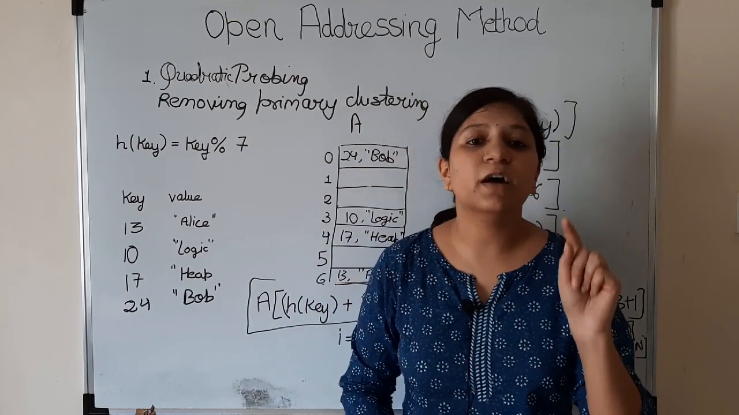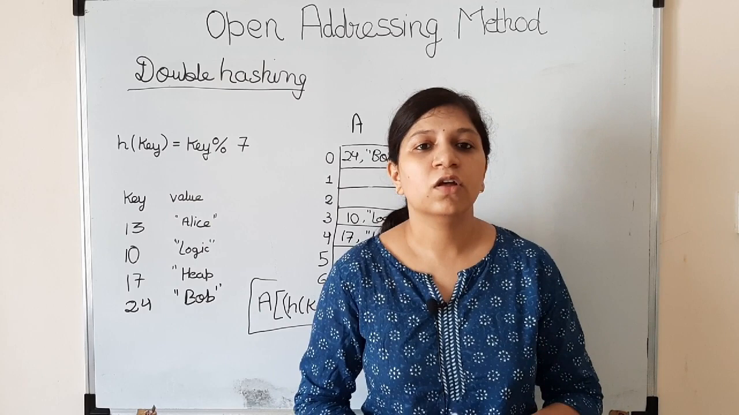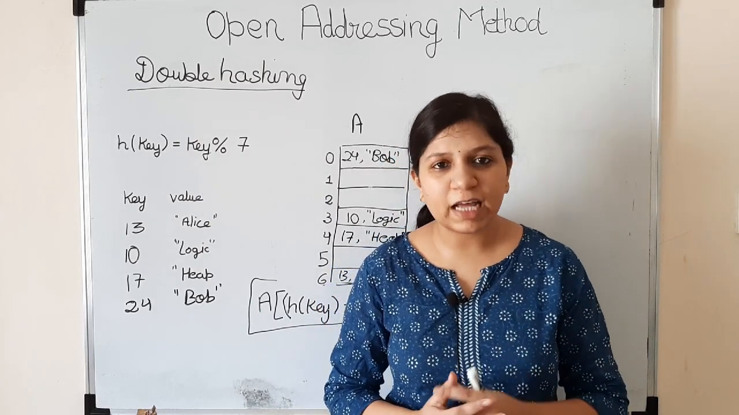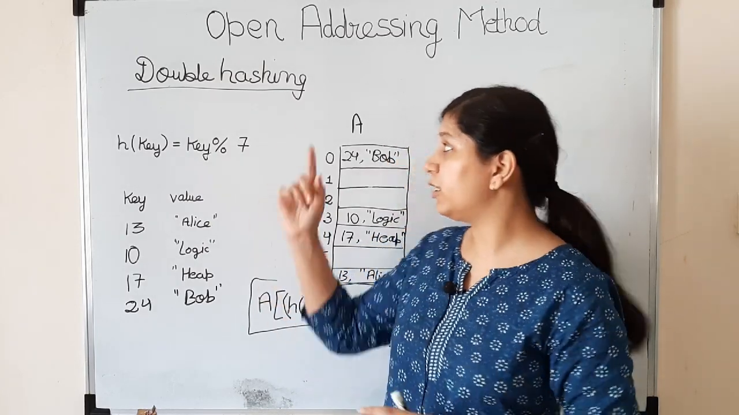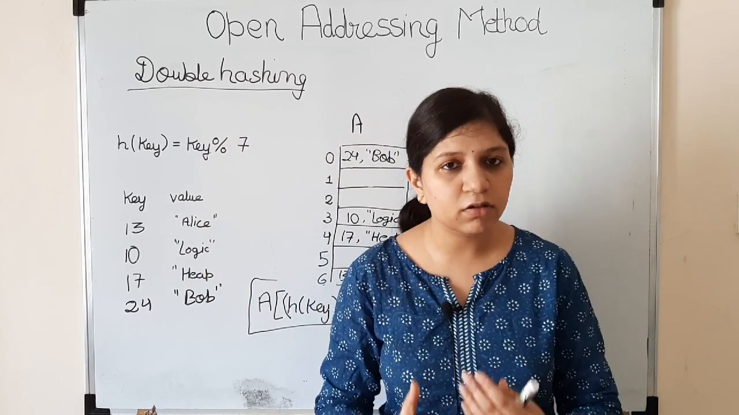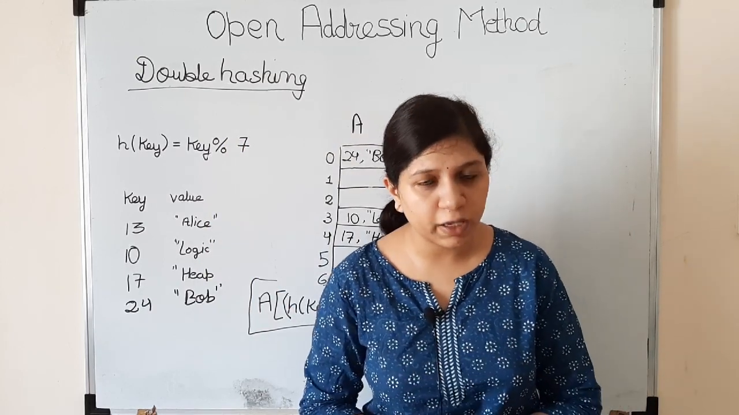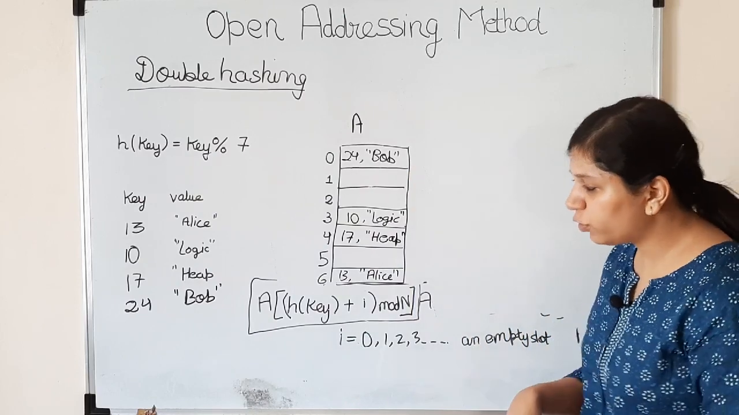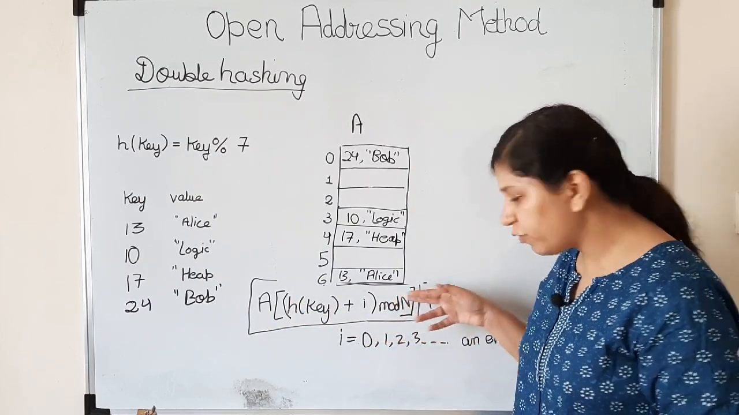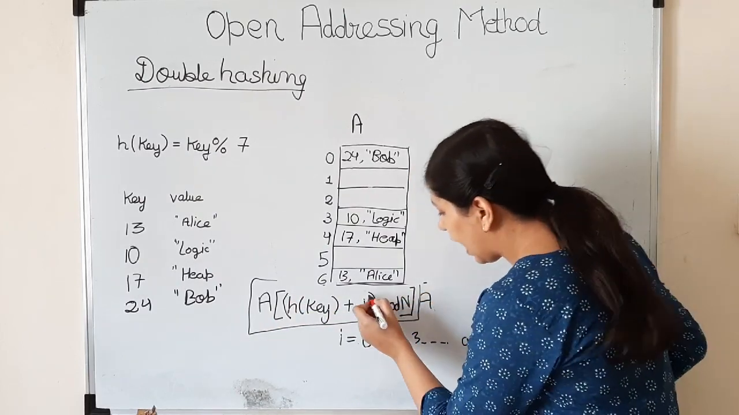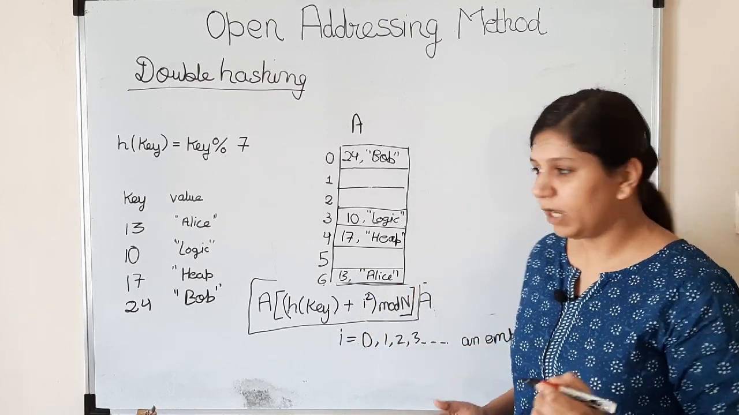Now we learned two types of methods, linear probing and quadratic probing. Let's learn double hashing. Now we are going to learn another type of open addressing method, which is called double hashing. It is considered better than linear probing and quadratic probing. So in double hashing, earlier this was the formula that we were using for linear probing and this for quadratic probing, right? So this has a slight change in it.